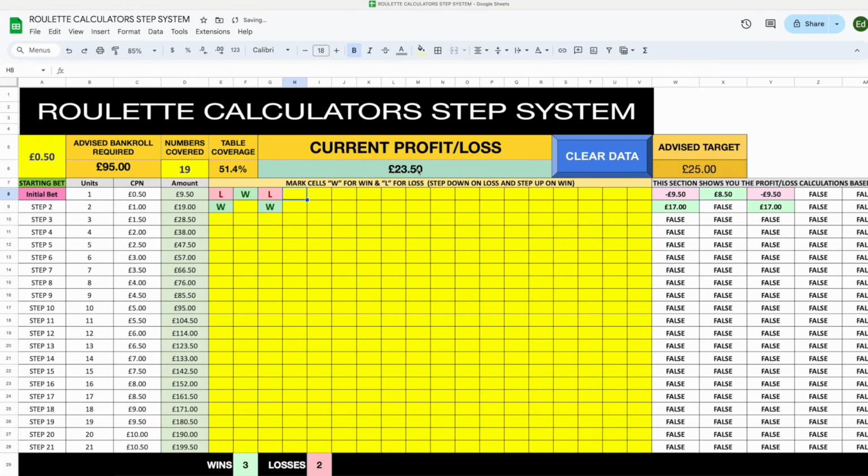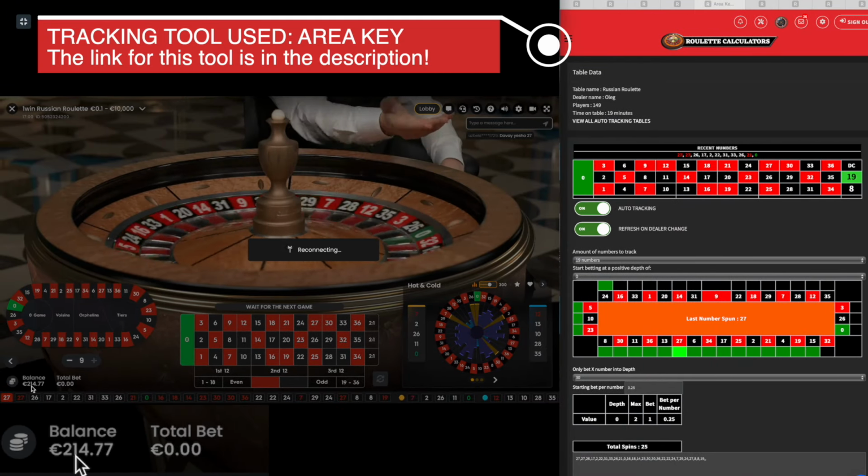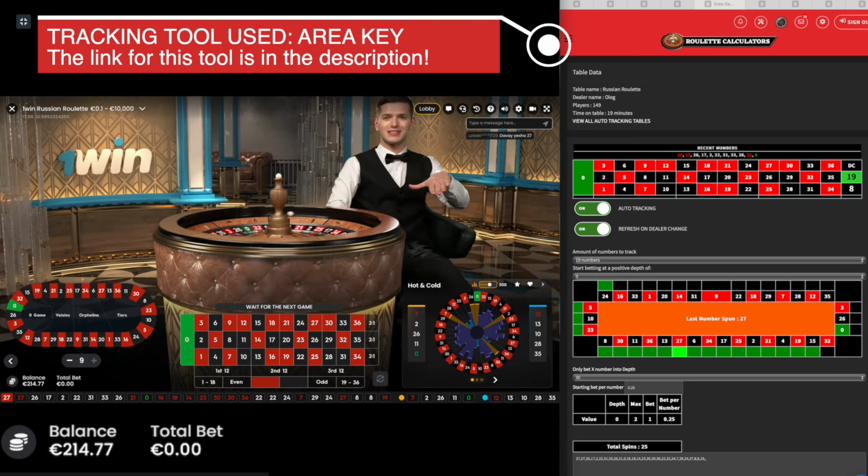And that's put me to 23.50. I'm pretty happy with that. I don't need to go to the full 25. I've got 23.50, 1.50 away from my target. That's absolutely fine. We've got three wins, two losses. And that has put my balance up to 214 euros. Don't forget, I've taken this up from 19 euros.